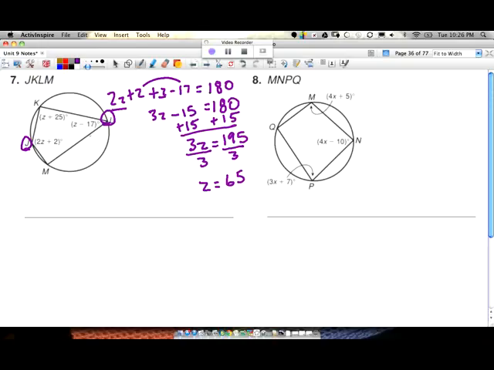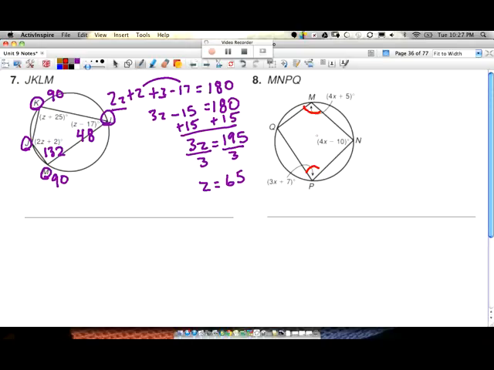Well, let's start easy. Z minus 17. Okay, that's going to be 65 minus 17, 48. And then over here, 2z plus 2. So 2 times 65 is 130, plus 2 is 132. So those add up to 180, that's good. Then z plus 25. So for angle K, we got to add 25 to that, that's 90. And here's the really cool thing. That means M is also 90, because that's an easy addition to 180. 90 plus 90 is 180. Sweet. All right. Here we go.